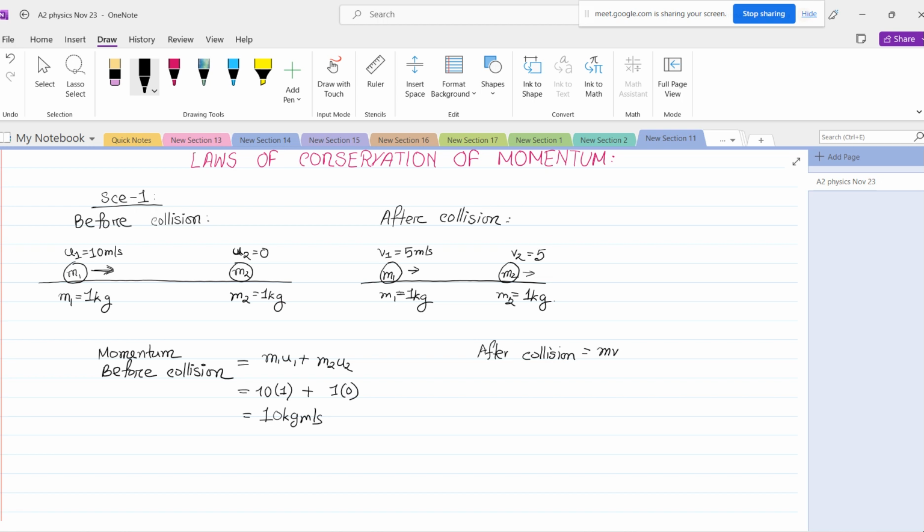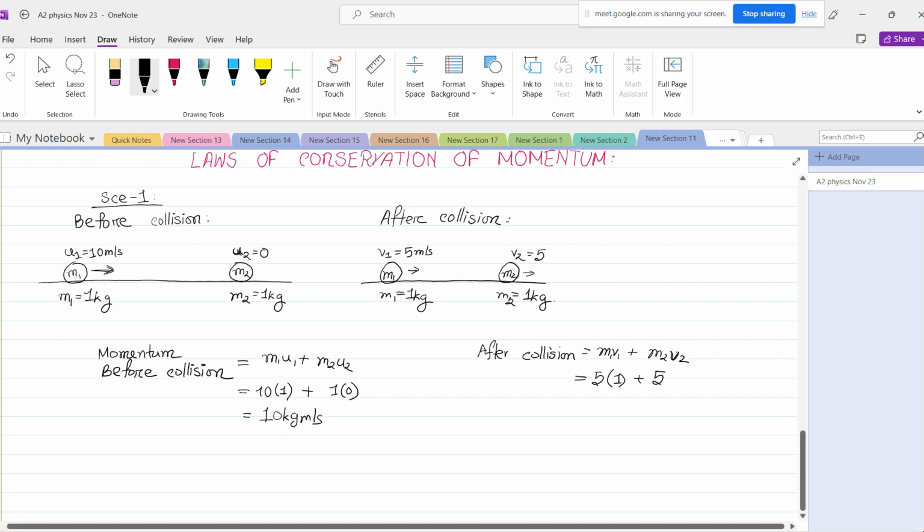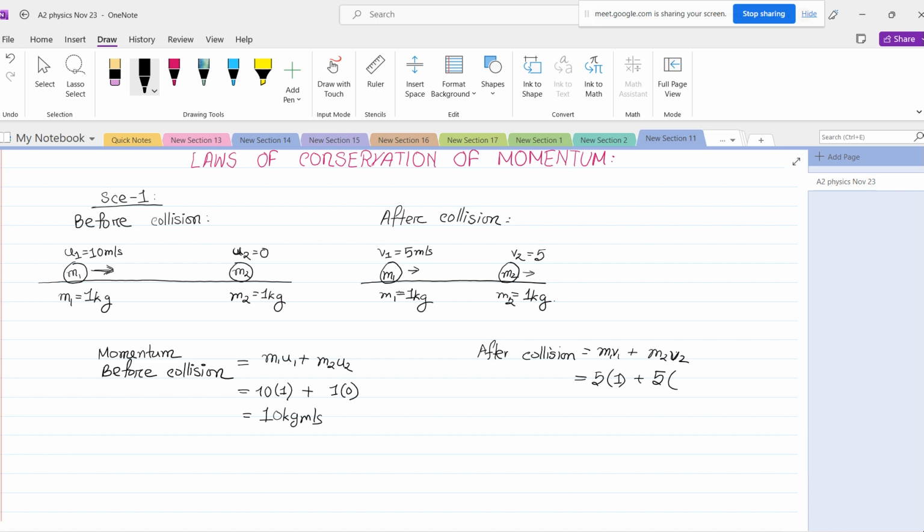So it will be again M1 V1 plus M2 V2. I'm not taking much consideration of directions because everything is moving towards the right, so obviously we are taking direction towards right as positive. So the final momentum after collision would be again 10 kg meters per second. So we can clearly see that momentum before and after collision is exactly the same.